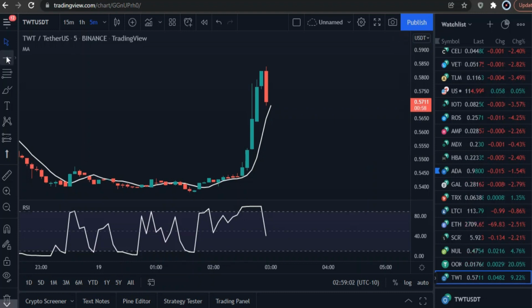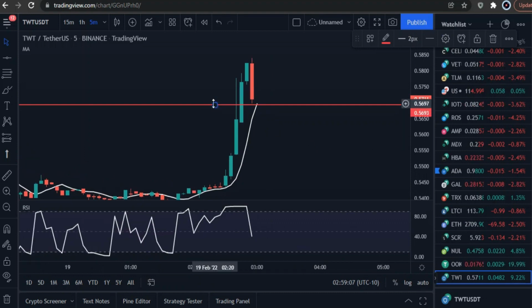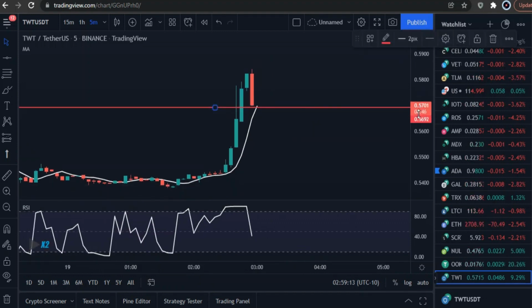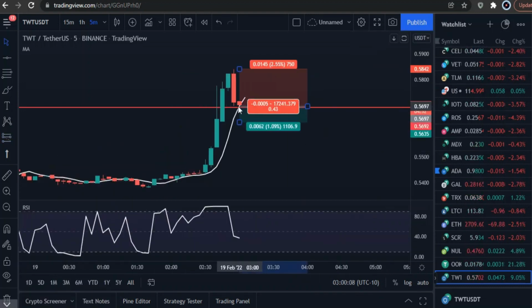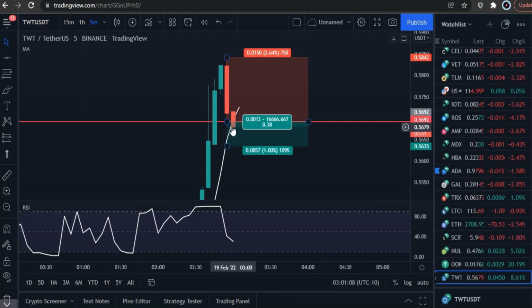Well, here's the last minute, let's draw the horizontal line. All we have to do now is wait for the last 10 seconds. We have reached the last 10 seconds, let's place the orders as we did before. Now, the entry order has been activated. And also we achieved the first target.